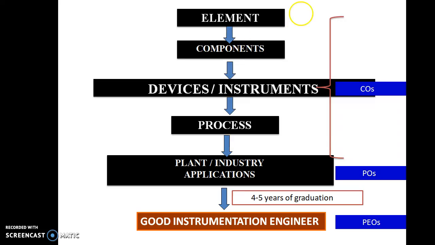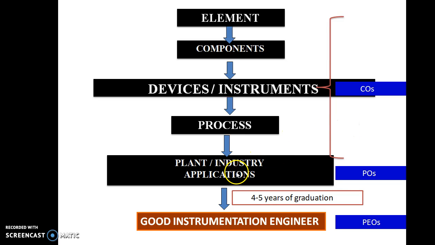A component is made with different elements, and when you make any device or instrument, you need different components and circuits. The combination of components makes the devices. By using these devices and instruments, I will develop different processes, such as the temperature process and the flow process. These processes I can use in a plant, for example a thermal power plant. As graduates, you have to know these various processes: how temperature control works, how flow process control works, and how level control works.